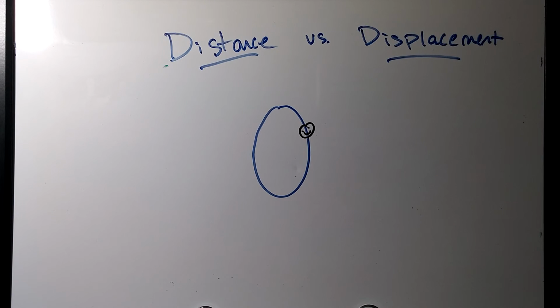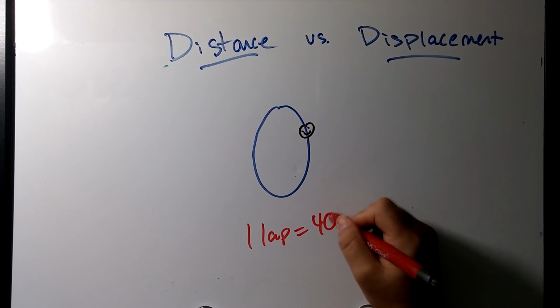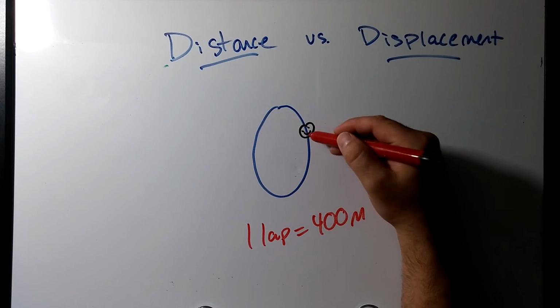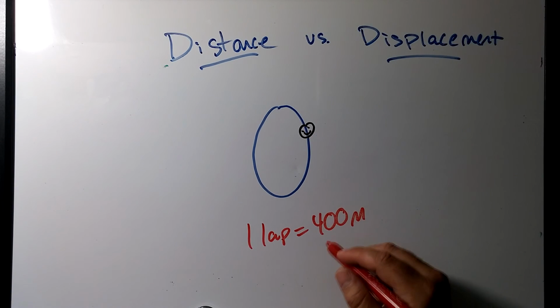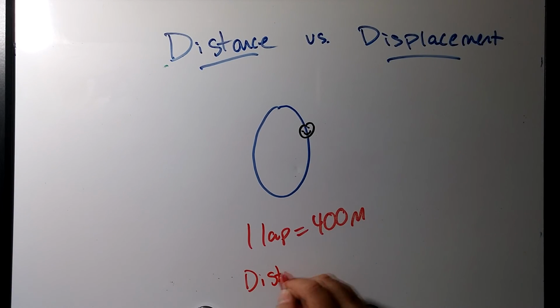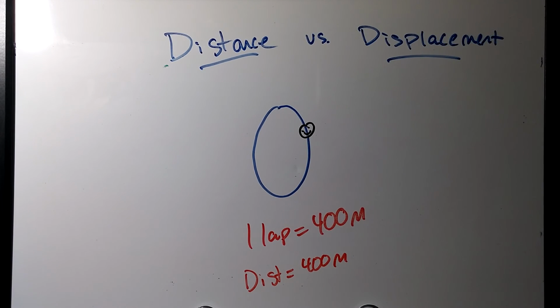Well, in order to know that, you first have to understand that the distance of one lap around a track, or the circumference of a track, is 400 meters. So if I completed one lap in 60 seconds, then that should mean that the total distance I traveled is 400 meters. I think the real question is, what's my displacement? How far away from where I started am I?